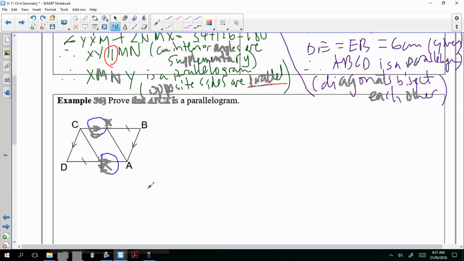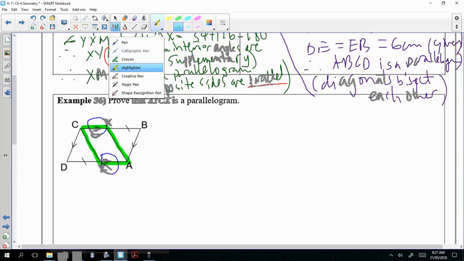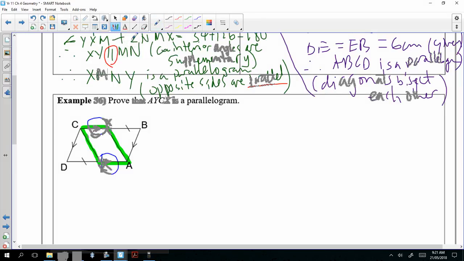Now how do I prove it? We say CX is parallel to YA, because we're given that's a parallelogram. Actually, we write something else first. We write since ABCD is a parallelogram, therefore CB is parallel to DA. Opposite sides of parallelogram.